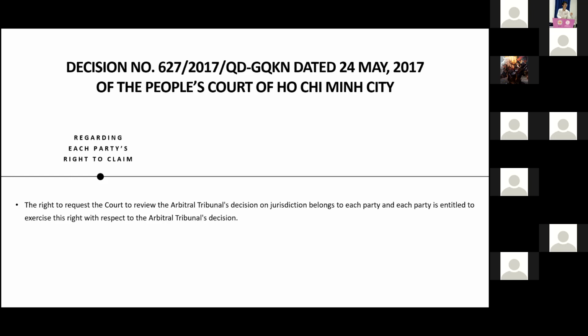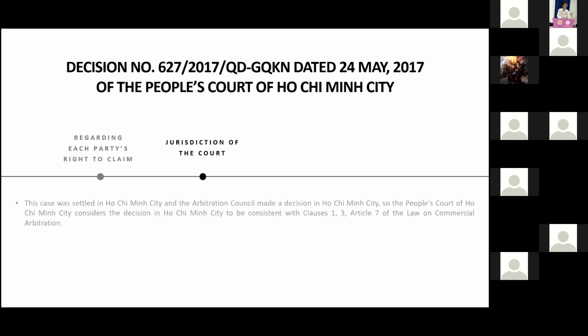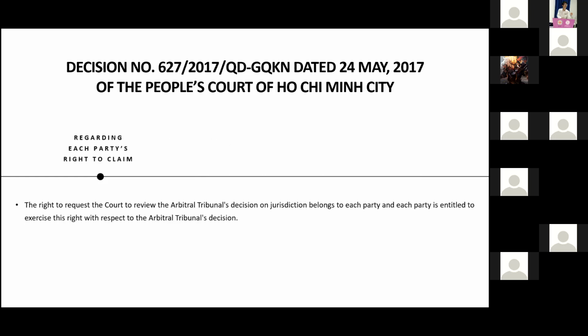The law recognizes the right of the parties to request a review of the decision of the arbitration tribunal, but in this case it focuses on the situation where only one party requested the court to review the decision of the arbitration tribunal. In the above case, the decision of the arbitration tribunal relates to jurisdiction, but the request to review the decision of the arbitration councils only came from the company on one side.